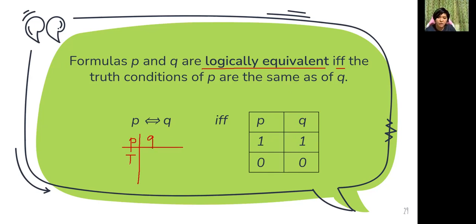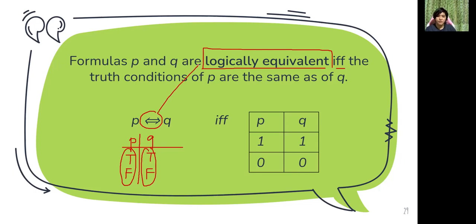Ang lumabas ay true, false. Dito ang lumabas ay true, false. Pareho ah. Pareho yung arrangement. True, false. True, false. Then they are logically equivalent. Okay? And the symbol for logically equivalent is the double-headed arrow na may double line. Okay? Pause this video if you want to take notes.